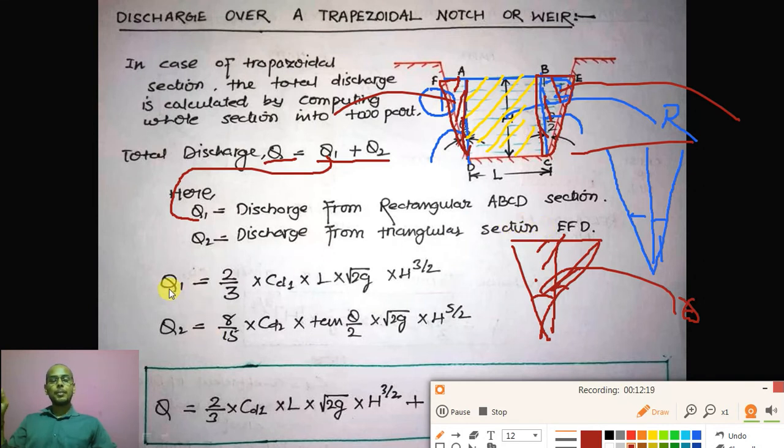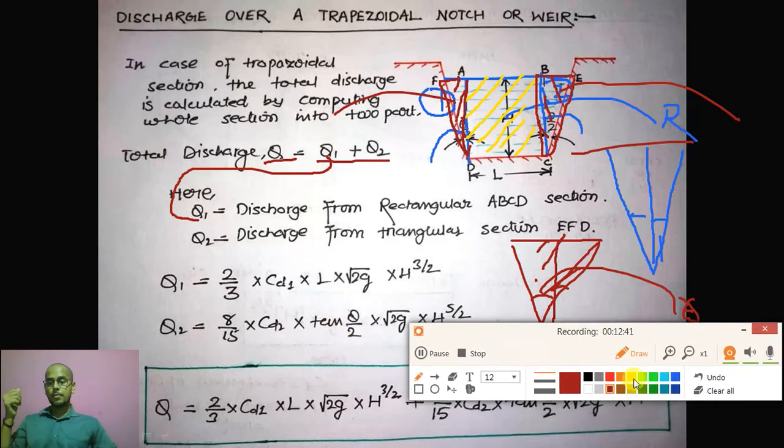Q1 can be written using the formula we have already derived for the rectangular section. It is 2 by 3 CD1 L under root 2g H to the power 3 by 2. And we have already derived one more formula for Q2. It is 8 by 15 CD2 tan theta by 2 under root 2g H to the power 5 by 2.